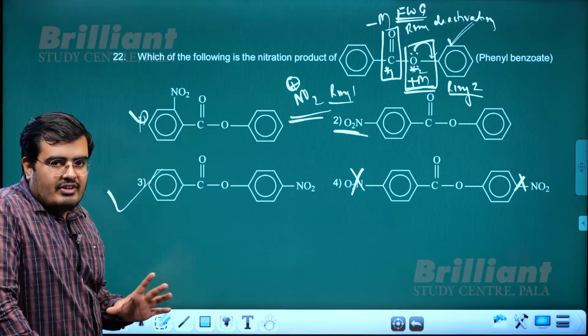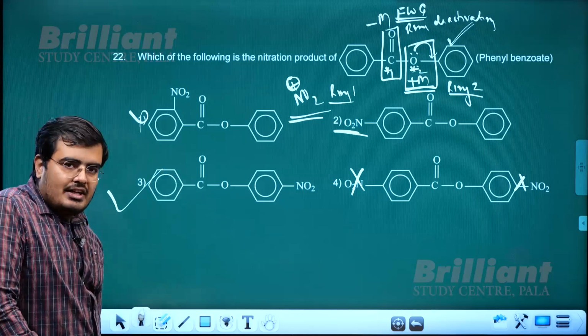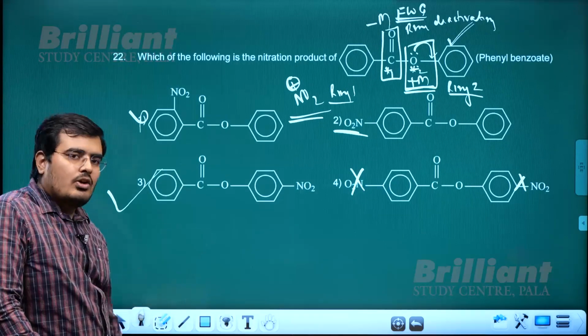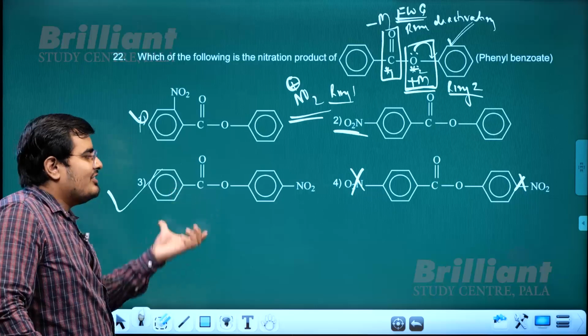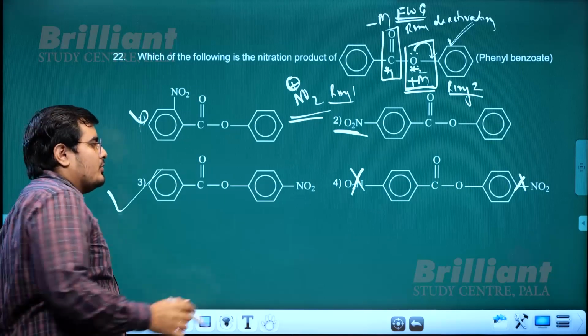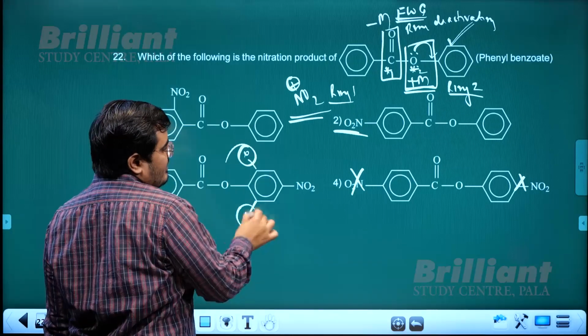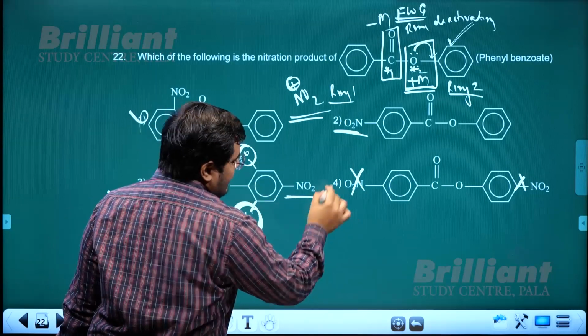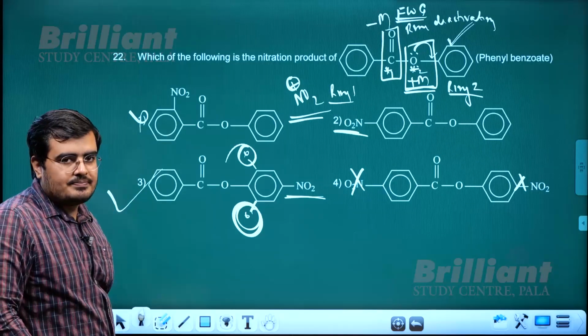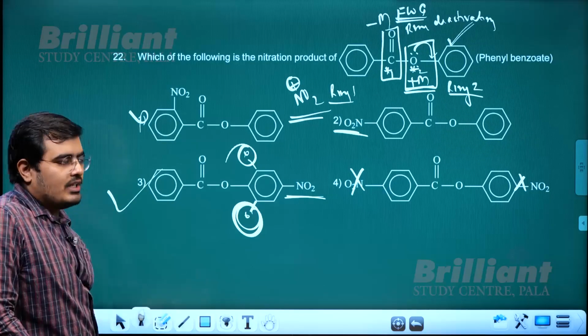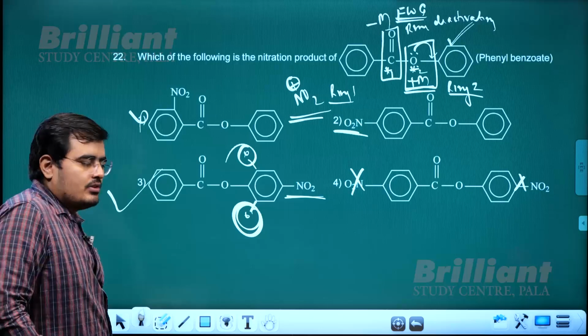So first of all, what we have to decide is which ring will be nitrated, and after that ortho or para. Then always, whenever you get a substrate like this, due to steric crowding, the ortho positions will be sterically crowded. That is why attack will happen at the para position. So that was the logic of how to attempt this question.